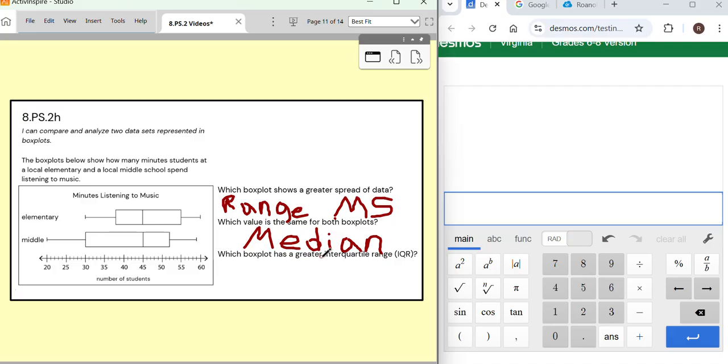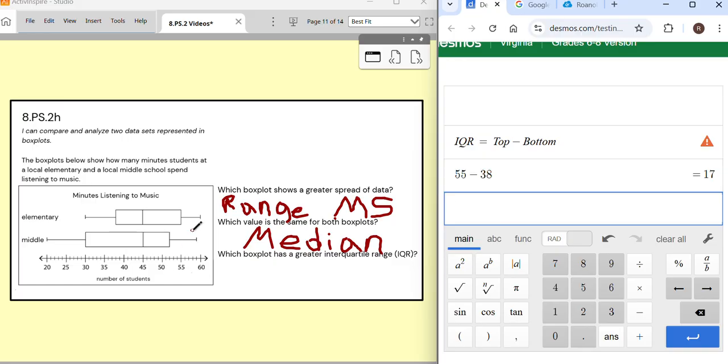Now it says which box plot has a greater interquartile range. Well, the interquartile range, I'm going to type it in Desmos, equals the top of the box minus the bottom of the box. So let's look at the top of the box for elementary. That's at 55. So I'll start with that. Minus the bottom of the box is at, let me see if I can figure that out, 35, 36, 37, 38, I think. That would be my guess. So I'm going to put a 38 there. And that means its interquartile range is 17.